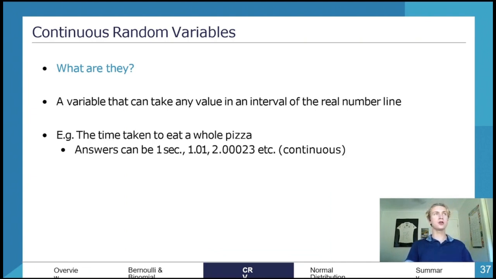Okay, so these were the binomial. We've now gone over Bernoulli and binomial functions for random variables. We're now going to talk about continuous random variables.